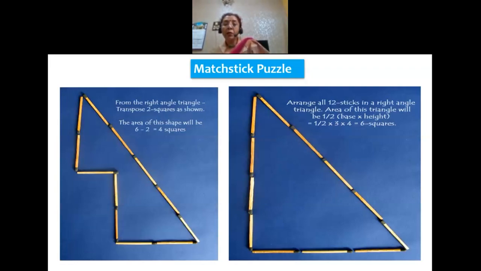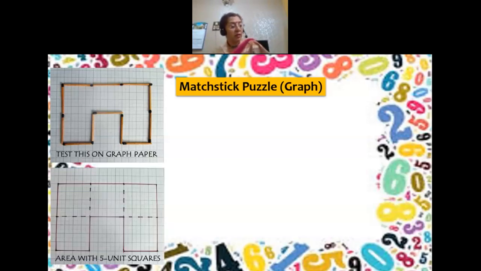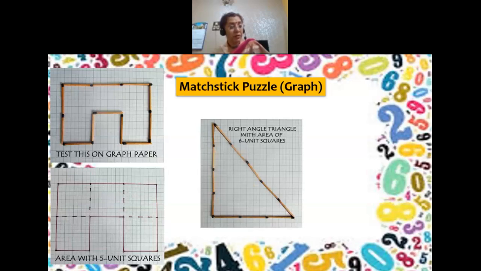Now ask them, how many matchsticks have you used here? They will answer 12. Don't give the answer, put the correct question. Give the ownership of concept building in their hands. They will answer you 12. So what is the perimeter? They will answer 12. What was the area? 5. Here, how many matchsticks? They will answer 12. Perimeter, 12 centimeter.